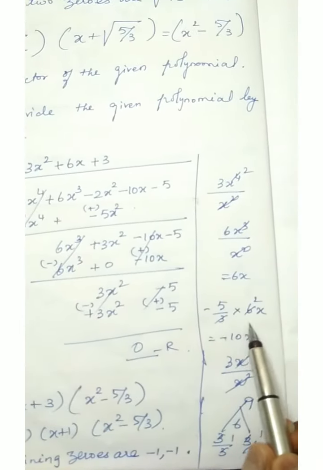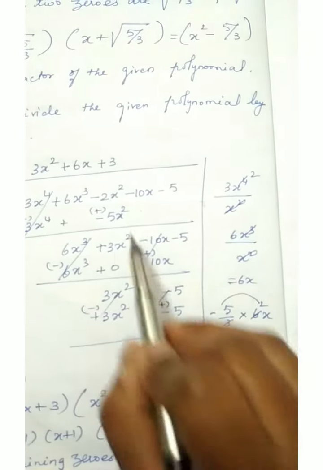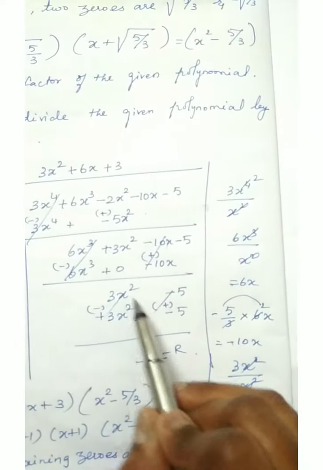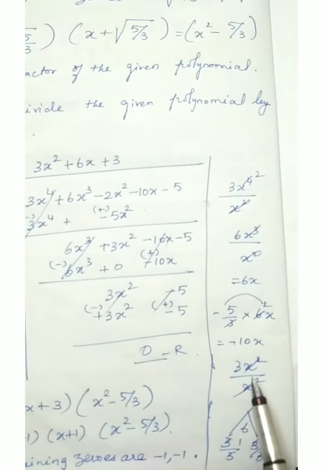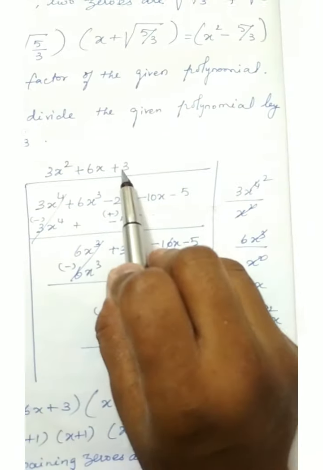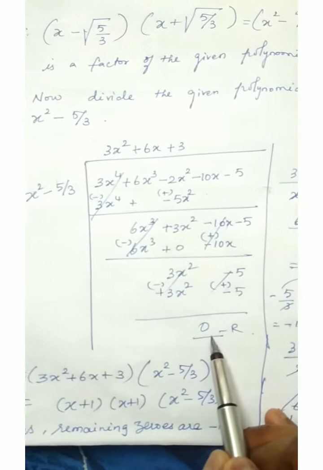When you simplify, −5/3 into 6x: 3 ones are 3, 3 twos are 6, 5 twos are 10x. So minus 10x here. Change the signs to be cancelled. Rest term 3x² − 5. So one more we can do the division. 3x² by x², we are getting 3. Put it in the quotient. When you multiply with this divisor, we are getting this answer. So the remainder is 0.